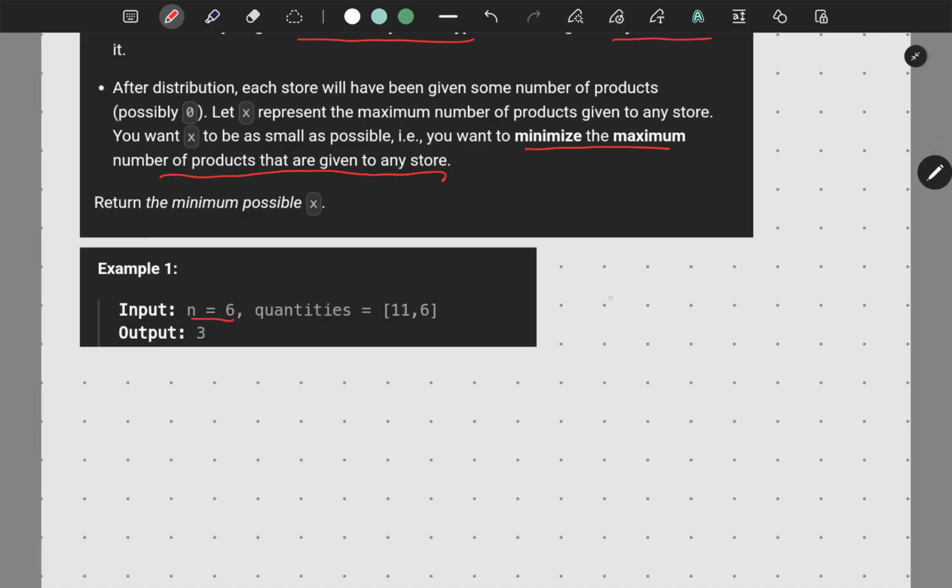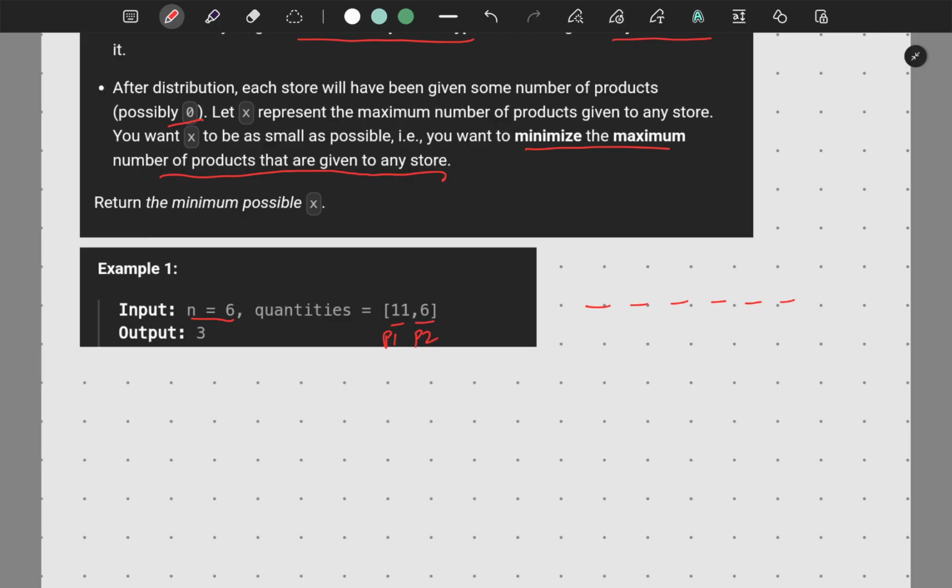So we have n equals 6. That means we have 6 stores and we have 2 products. The quantity of product 1 is 11 and the quantity of product 2 is 6. So let's call it P1 and let's call it P2. Each store can have either product P1 or product P2, and we can give a store any amount of a particular product. Also, it is possible to give 0 product to a store. And we want to minimize the number of products that a store can have.